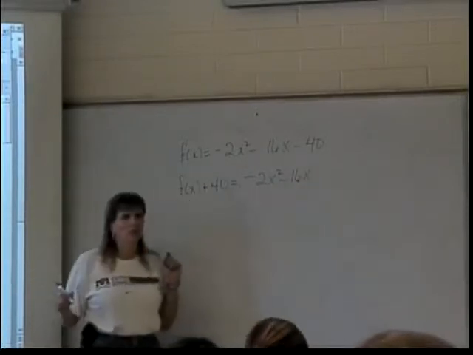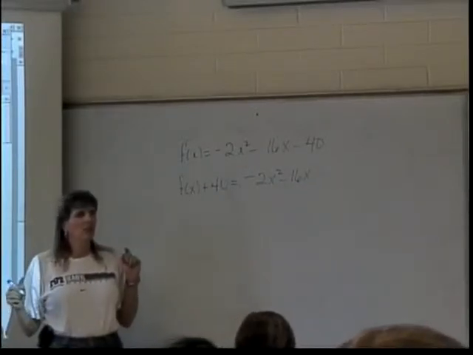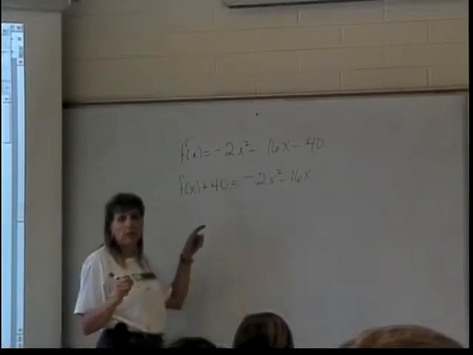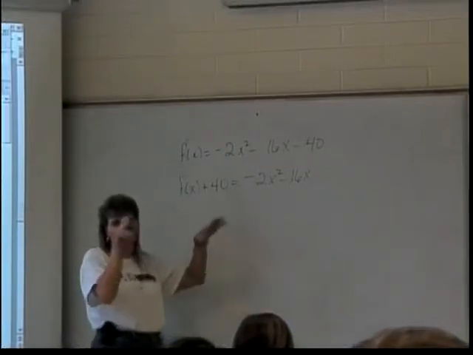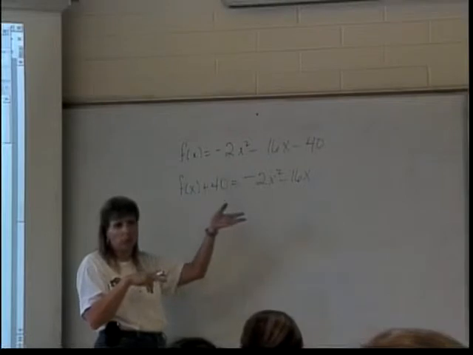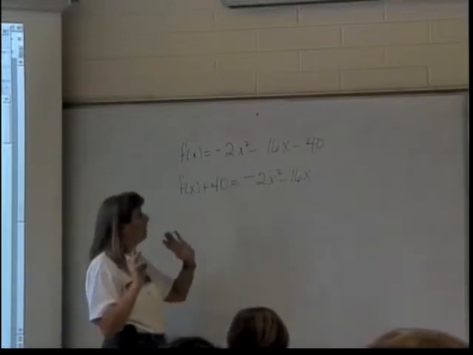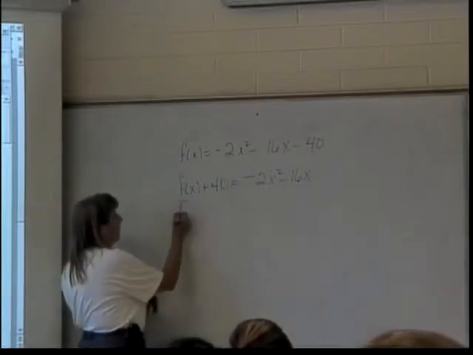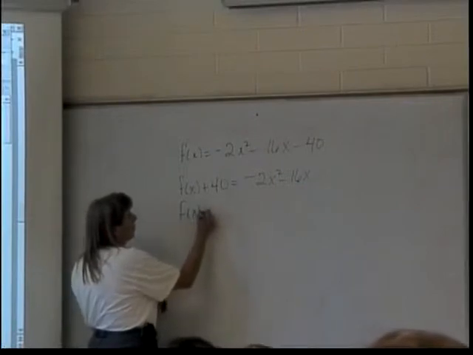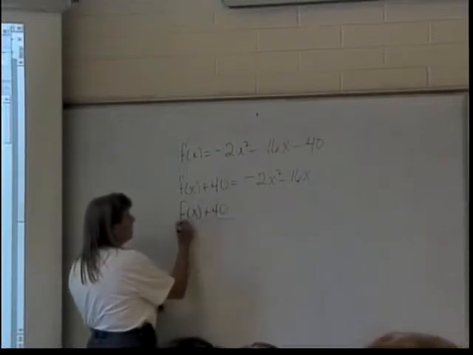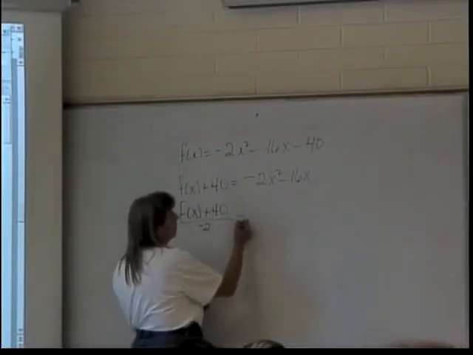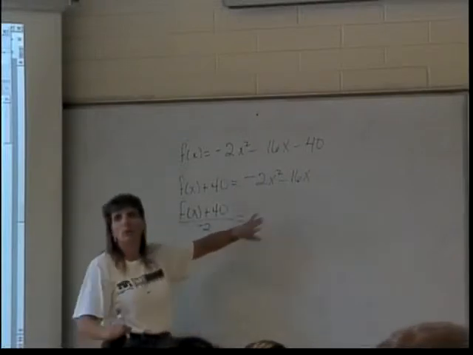Can you divide by negative 2? Do you need to do that first? Yeah, divide by negative 2. It turns out these two steps are interchangeable. You can do one or you can do the other first, but they both have to be done. Okay. So now I'm going to divide by negative 2, so I'll have f of x plus 40, all divided by negative 2 is equal to, now, two things.